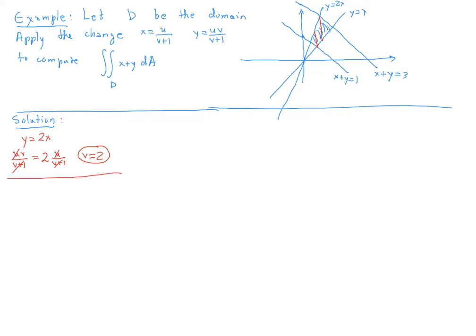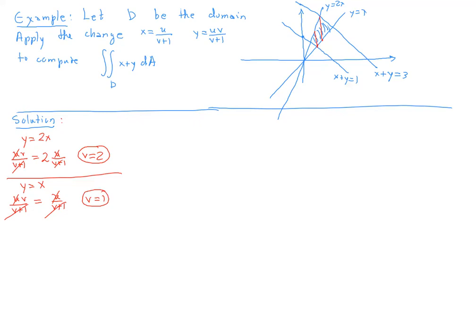What is the second one? So take y equals x. That should be even simpler. So you have uv over v plus 1 is equal to u over v plus 1. This cancels with that. I mean, you have to here make some assumption about u not being equal to 0, which I think is going to be pretty straightforward given that x and y are both positive over this domain. So it's easy to see that u and v are going to also be positive. And this will give you just v equals 1.